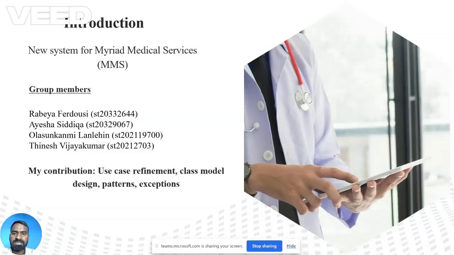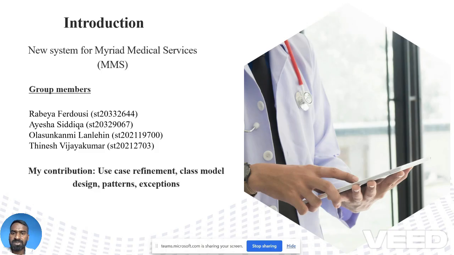Our project is to design a new system for Myriad Medical Service, also known as MMS. The current system they used is old and depends on Airtable. So MMS wants a new system that can handle patient treatment, clinician, payments, and notifications. My team members are Rabia, Isa, Alok Sugmani, and myself.